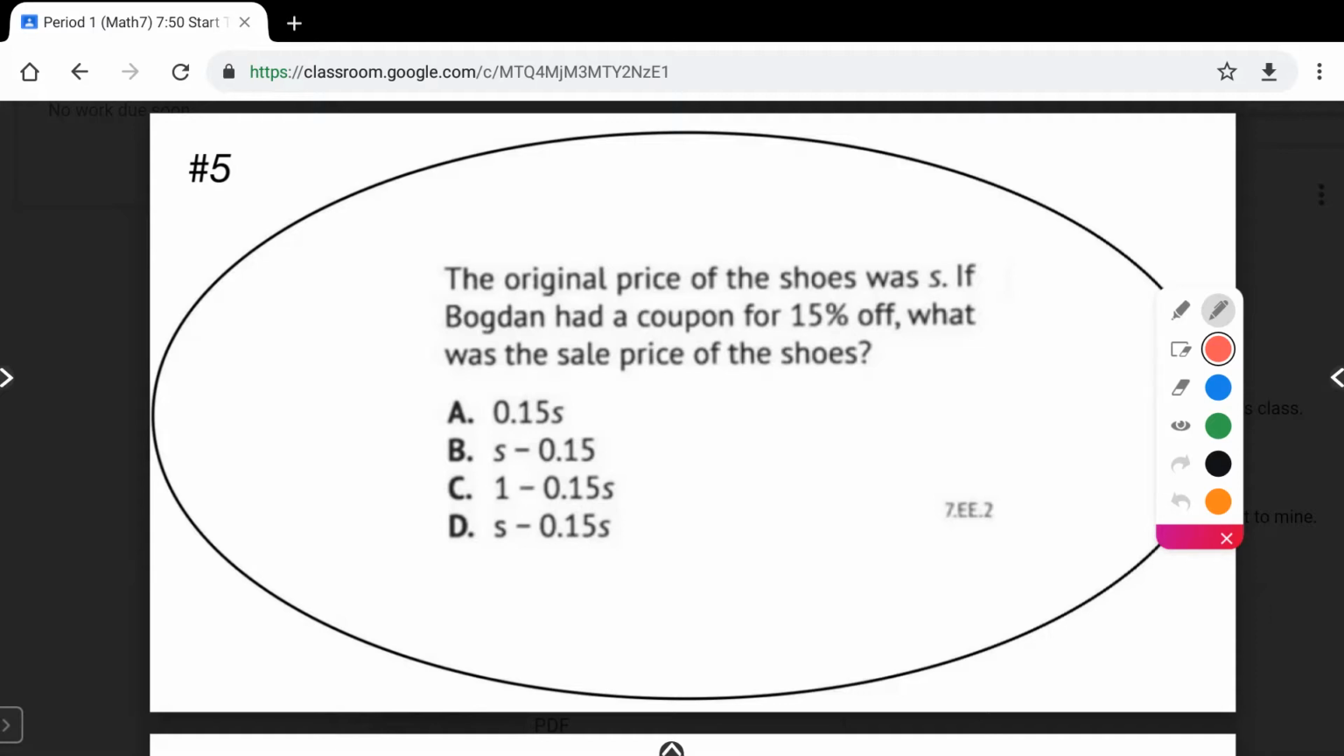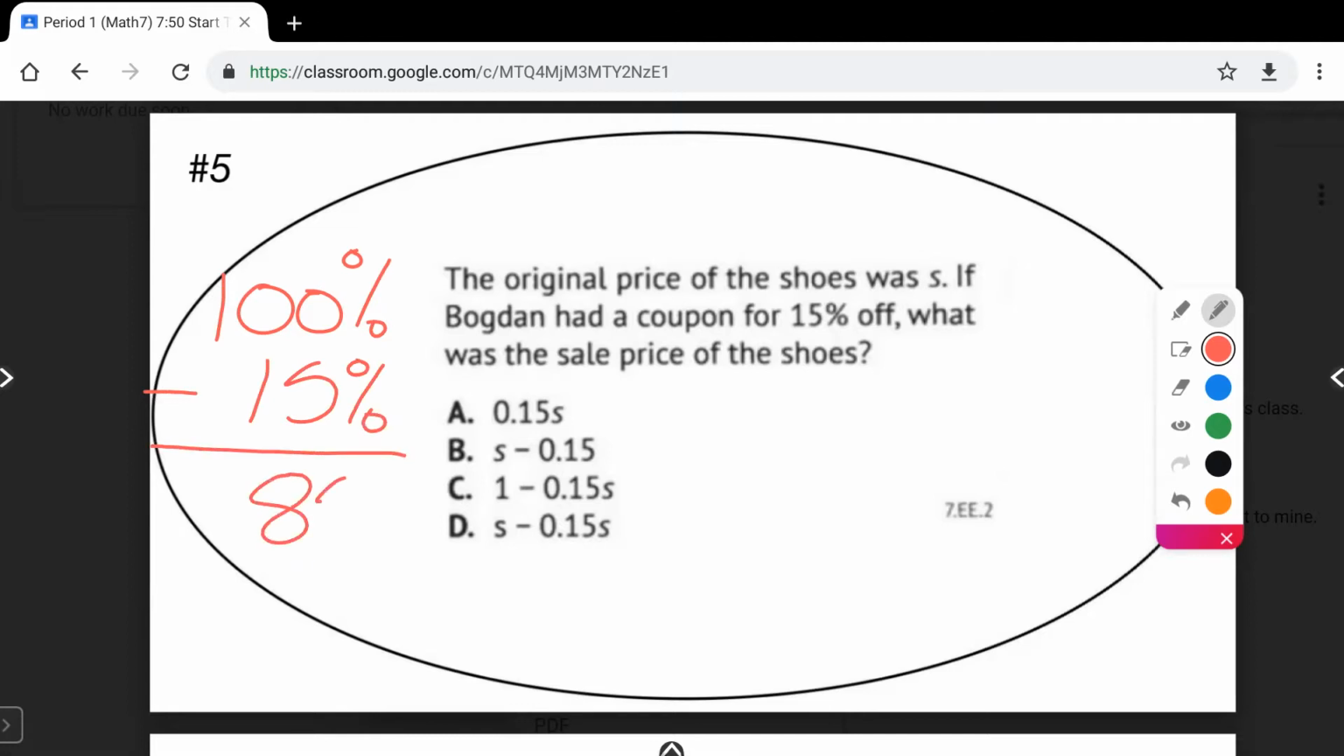So when we do the percent of change, remember, you always start with 100%. And then what you do is take and subtract the discounted percent from that, which is 15. This leads us to 85%. And last but not least, we take our percent and make it into a decimal value by dividing it by 100. So 0.85 is my magic value.